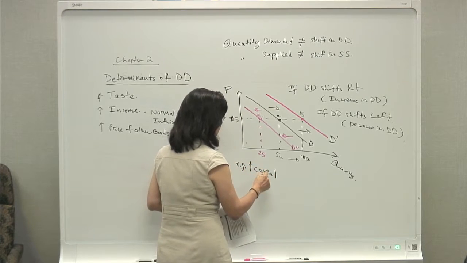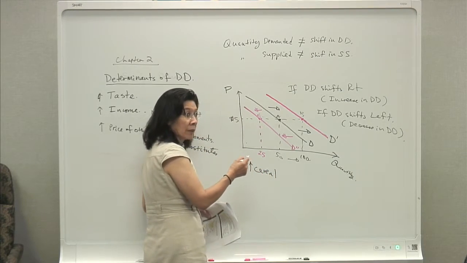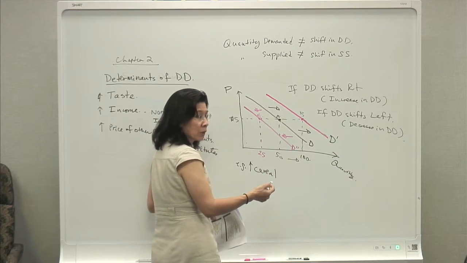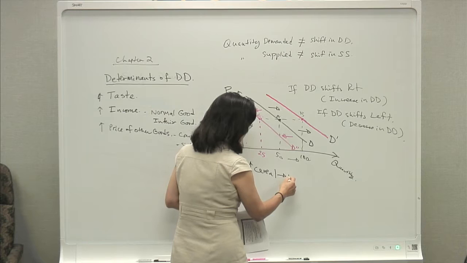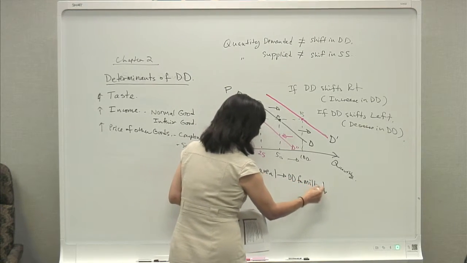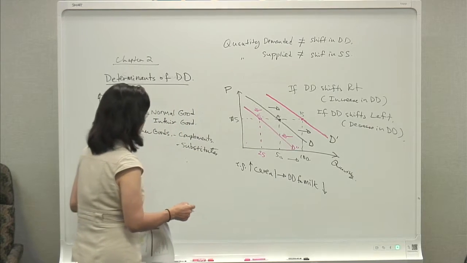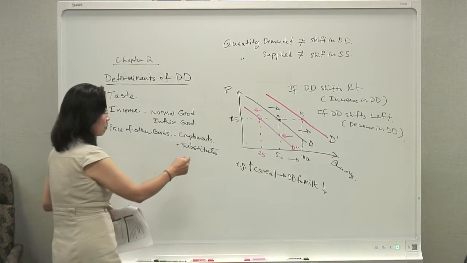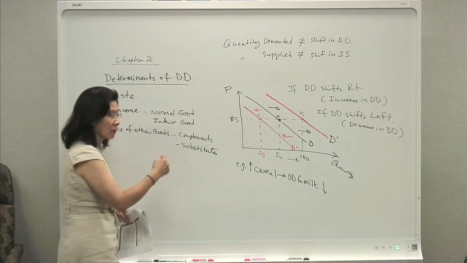If the price of cereal goes up, you consume less cereal, and you might also consume less milk. So your demand for milk, in this case, would come down. So they move in the opposite direction. So you say that the demand curve for milk will shift to the left, and vice versa.